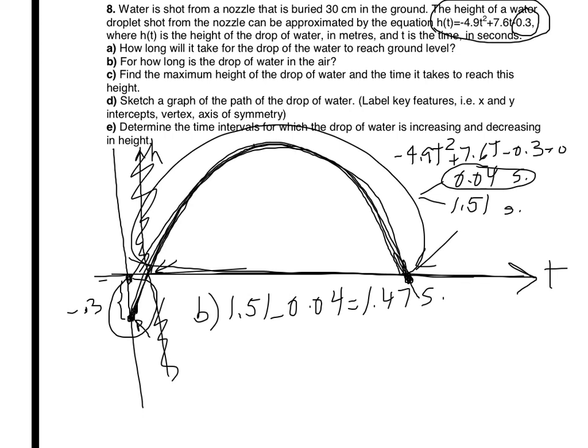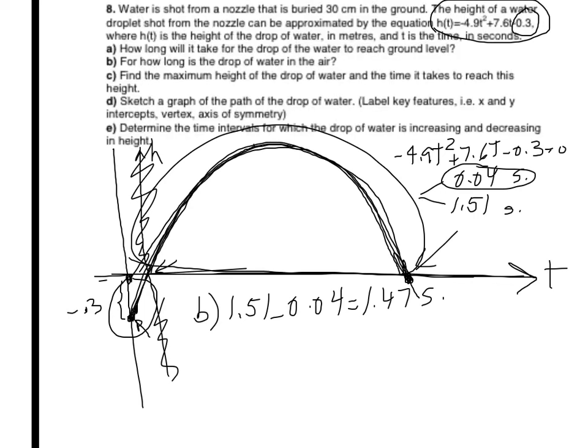Now, sketch a graph of the path. Okay, now I'm going to find the key points of the graph to sketch it. First of all, I'm going to find the vertex and the y-intercept.